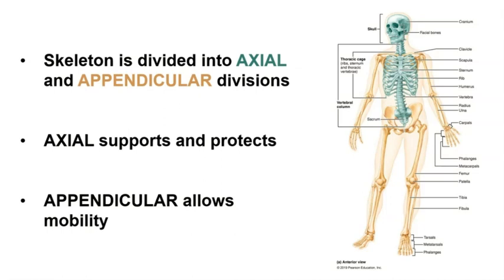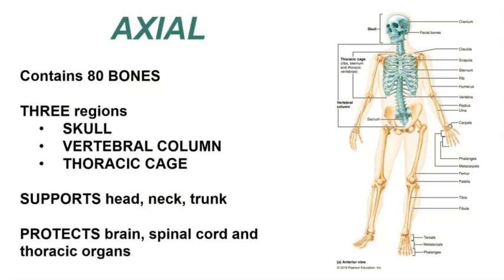So we'll study the skeleton by dividing it into two major regions. We have the axial division, which is shown here in teal, and the appendicular division, which is shown here in the tan coloration. The function of the axial division is to support and protect, while the appendicular division is what provides our skeleton and our whole body with mobility.